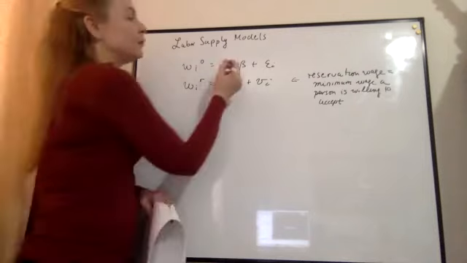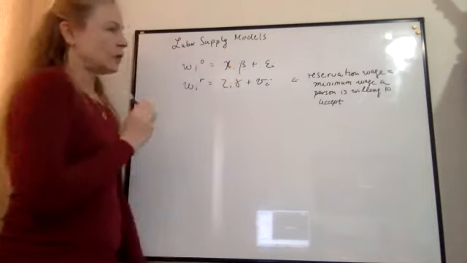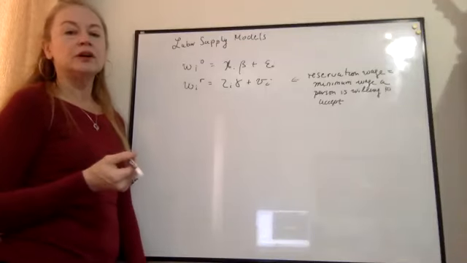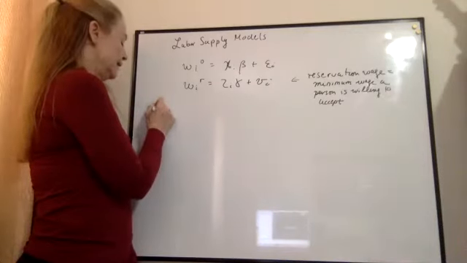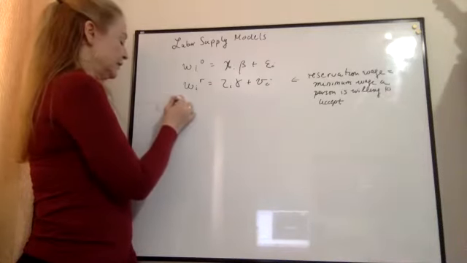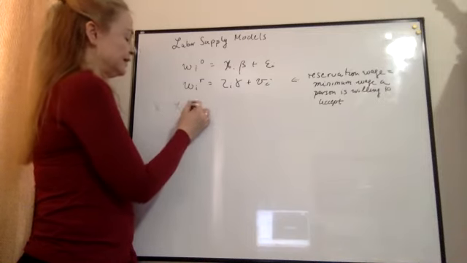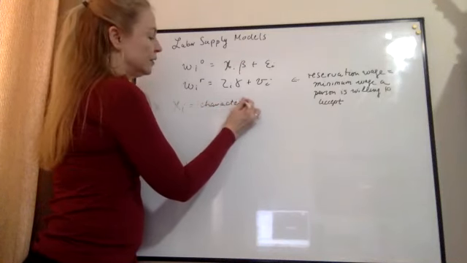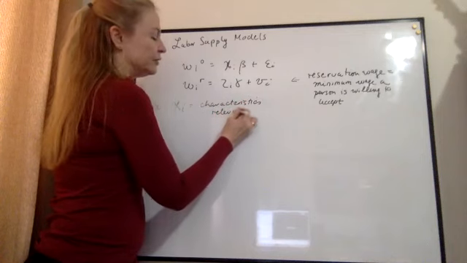So if we think about what belongs in X and what belongs in Z, things that belong in X would be characteristics of the worker that are relevant for their wage. So Xi is characteristics relevant for wage. Oh, how come this suddenly stopped working?